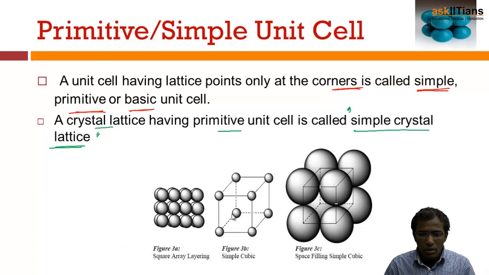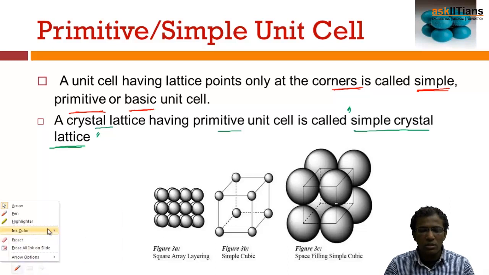Okay. You can also see more pictures. So this is, you can see the particles present only at the corners, and this is known as space filling simple cubic. That means this represents the actual arrangement of the particles. This is how the particles are actually arranged in reality. So you can see this is one particle. So total we have 8 particles, and if we join the corners of these 8 particles, we are getting a simple cubic.